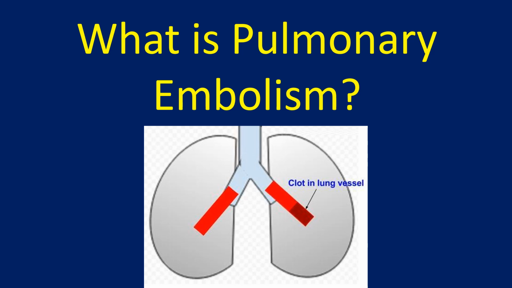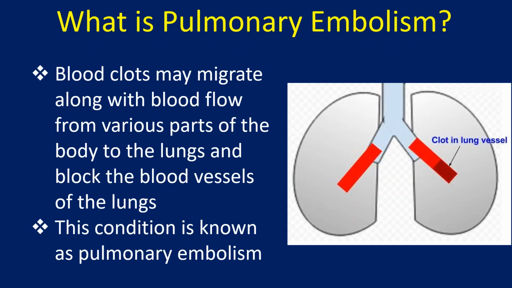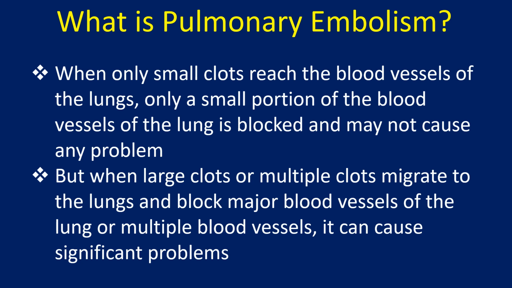What is pulmonary embolism? Blood clots can migrate along with blood flow from various parts of the body to the lungs and block the blood vessels of the lungs. This condition is known as pulmonary embolism. When only small clots reach the blood vessels of the lungs, only a small portion of the blood vessels of the lung is blocked and may not cause any problem. But when large clots or multiple clots migrate to the lungs and block major blood vessels of the lung or multiple blood vessels, it can cause significant problems.